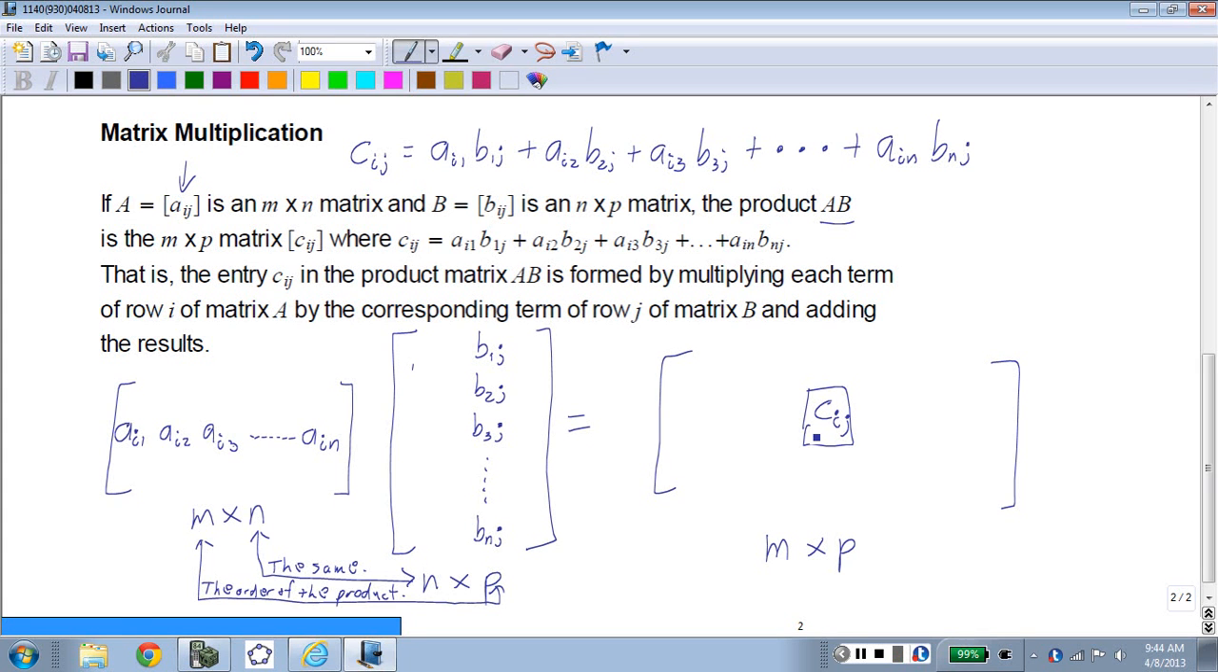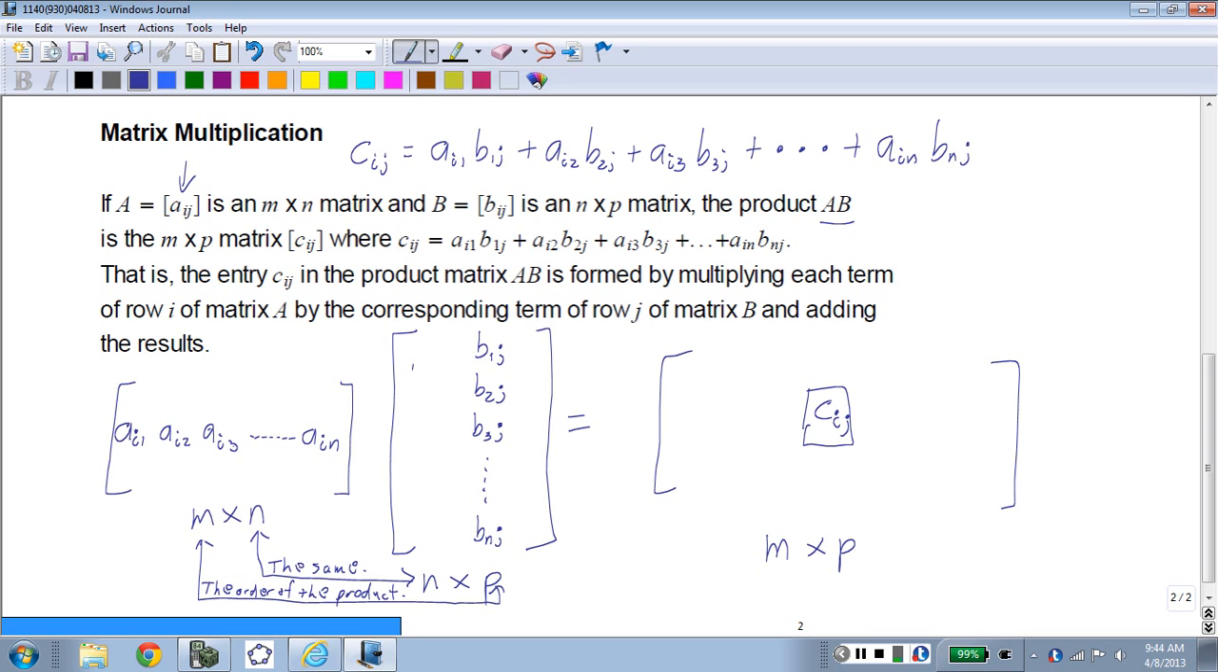So if we're forming a product and it has enough rows and enough columns to do this, we can multiply, say, for example, row 3 of the matrix on the left by column 5 of the matrix on the right, and that'll give us the single entry that's in row 3, column 5 of the product matrix.